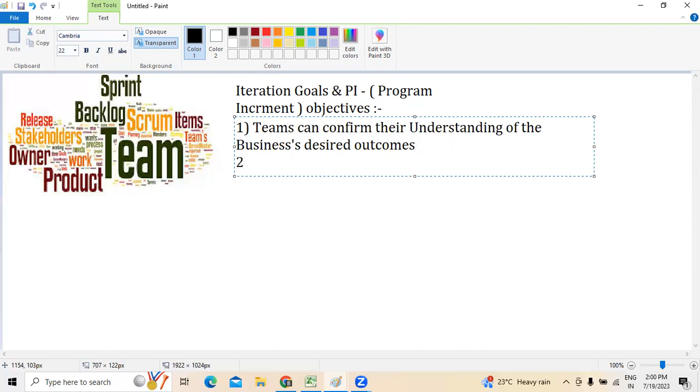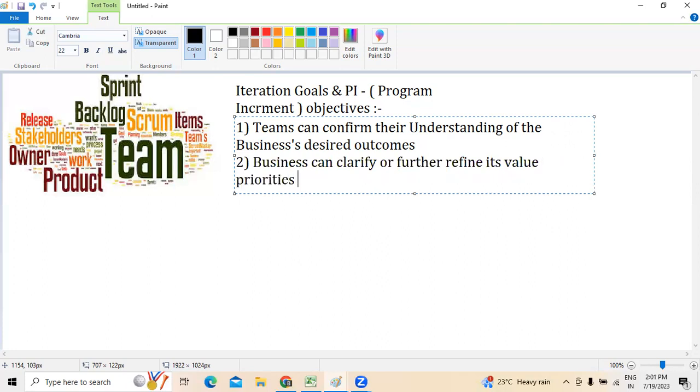Along with this, in the business that we're transforming, businesses can clarify or further refine their value priorities. Right. So these are the two major things which we normally need to understand.